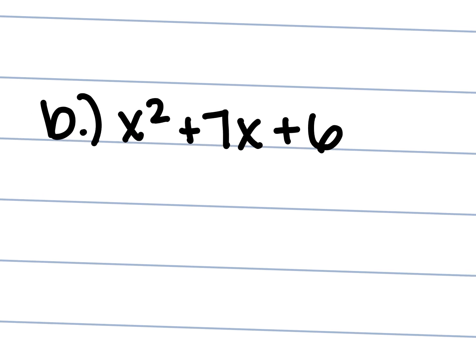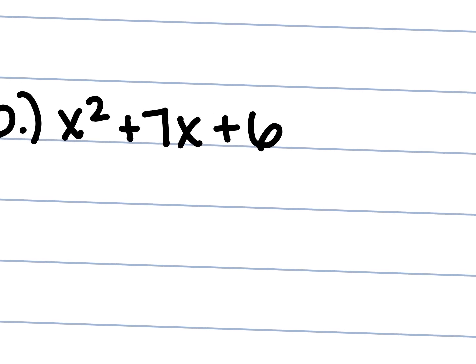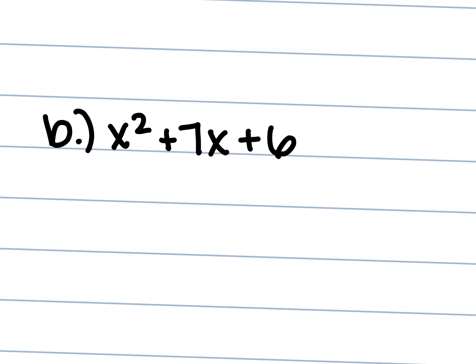Okay, let's check out B. What do I do first? Natalie, I have a question first. Answer my question first, and then I'll answer yours. You have to find out the A, B, and C. Thank you. What is A? A is 1. What is B, Natalie? 7. C? 6. Very good.